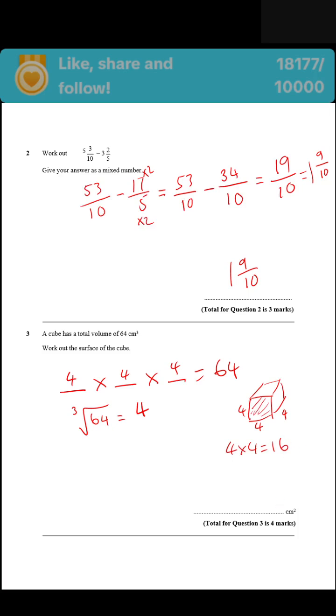So we know that one of those faces is 16. A cube is just like a dice, so there are 6 of those faces. So we do 16 times by 6, and as I can see, quite a few people in the comments have already got this, we get 96.